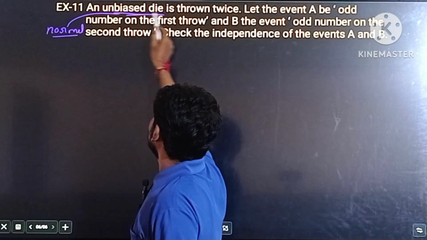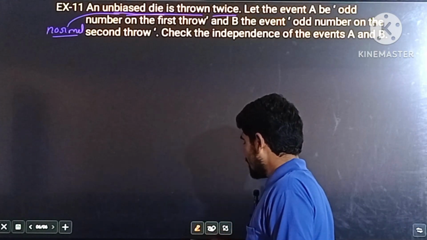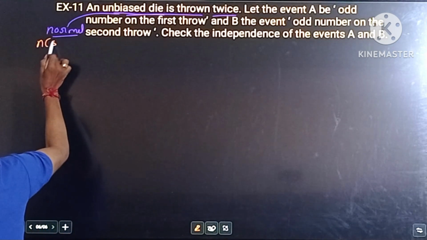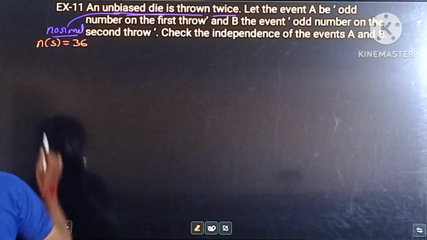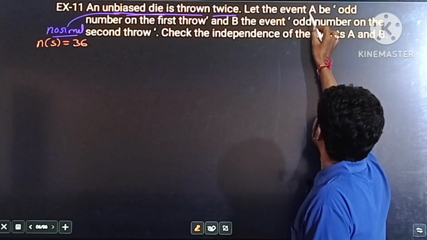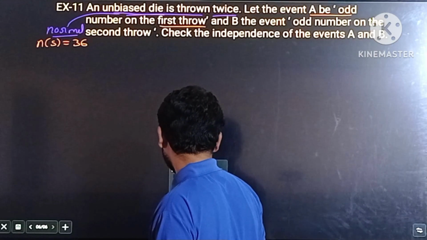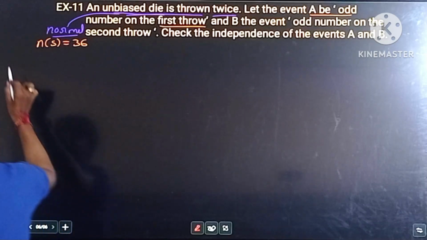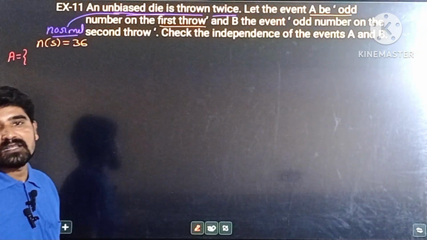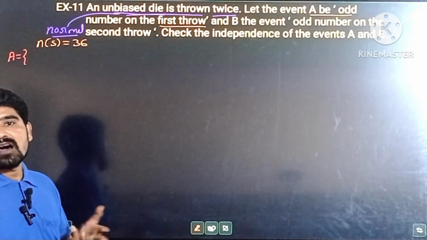So the question is, unbiased die is thrown twice, twice in the sense two times. When a die is tossed twice, the number of outcomes in the sample space is equal to 36, as you already know from the 10th class. And now the question is, let A be the event: odd number appears on the first throw. It means the first die must show either 1 or 3 or 5.